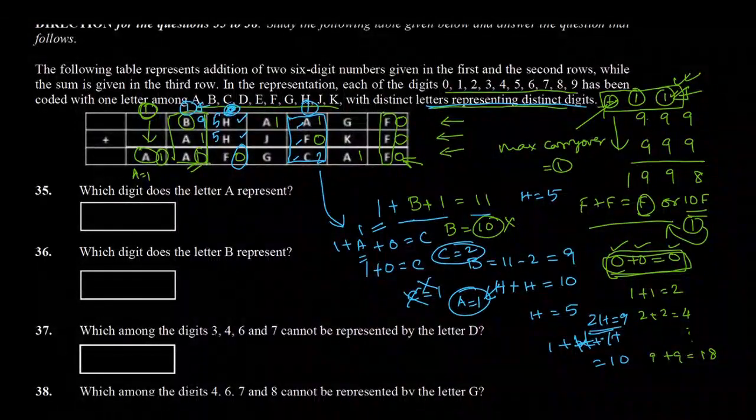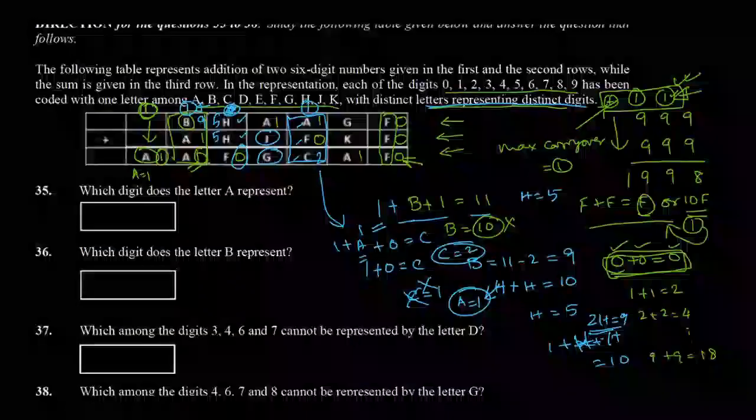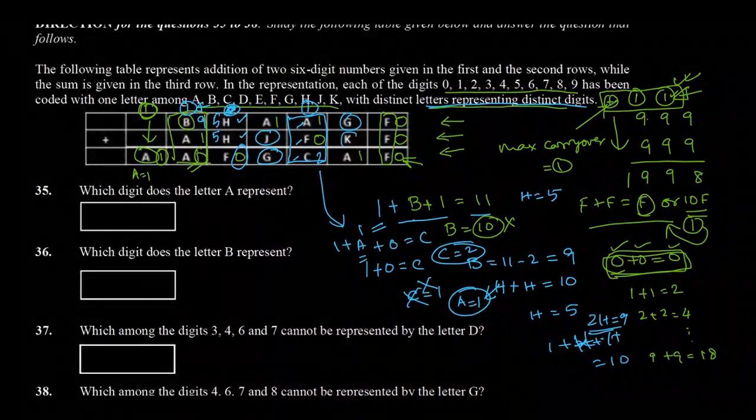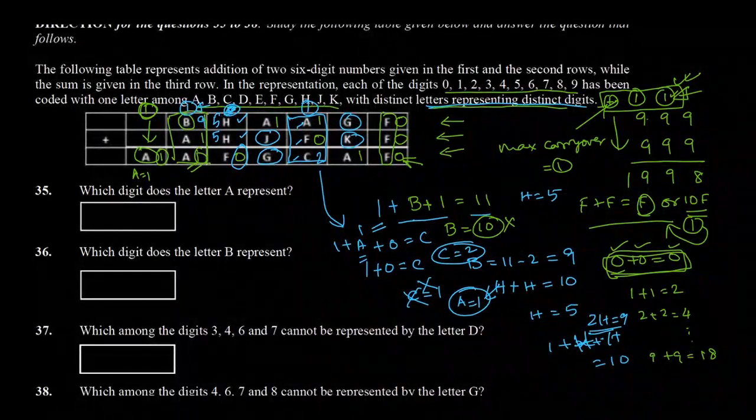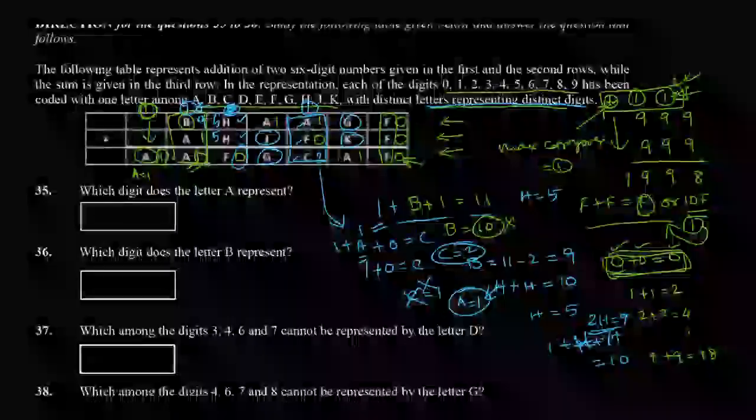So we got the values of C, F, A, H and B, and we are left with J, G and K. So just let me clear up the board a little bit.